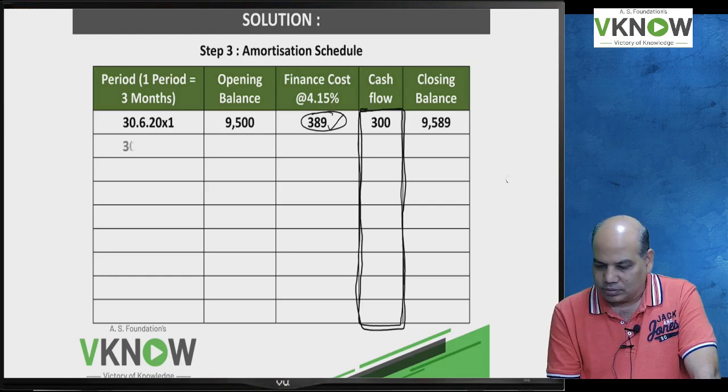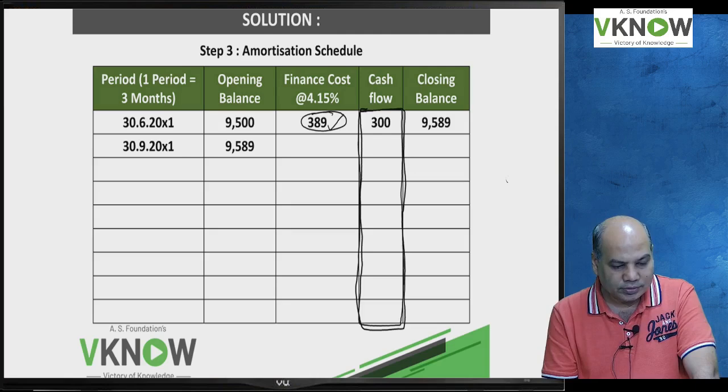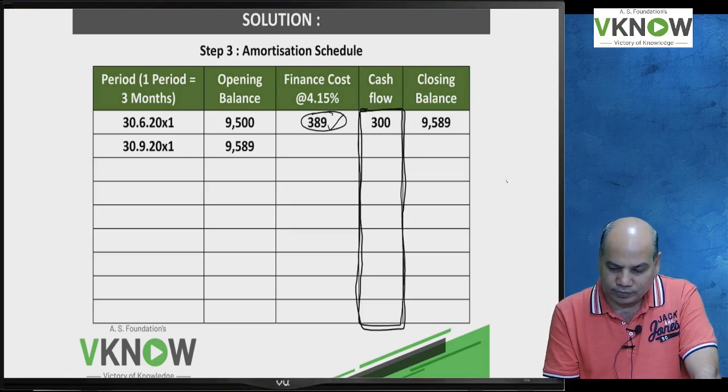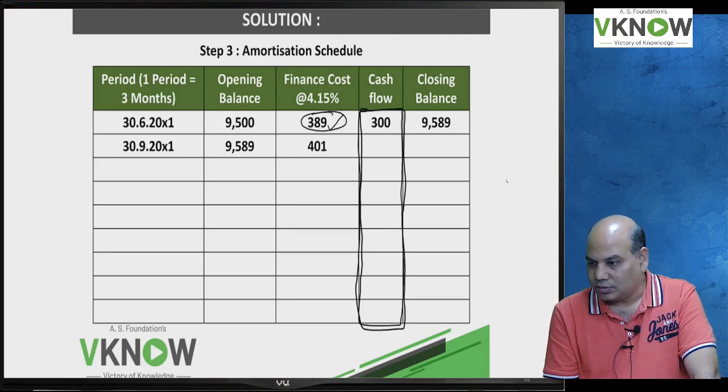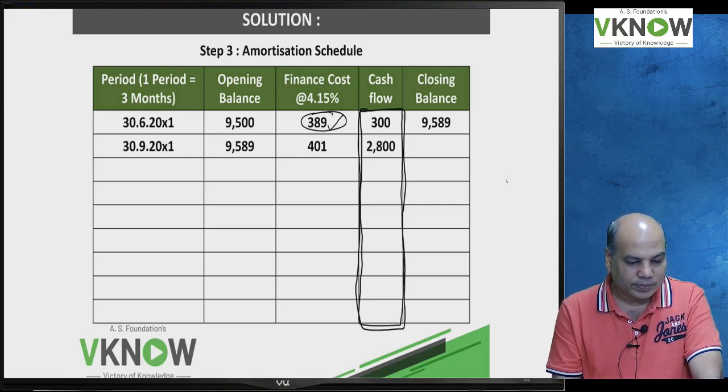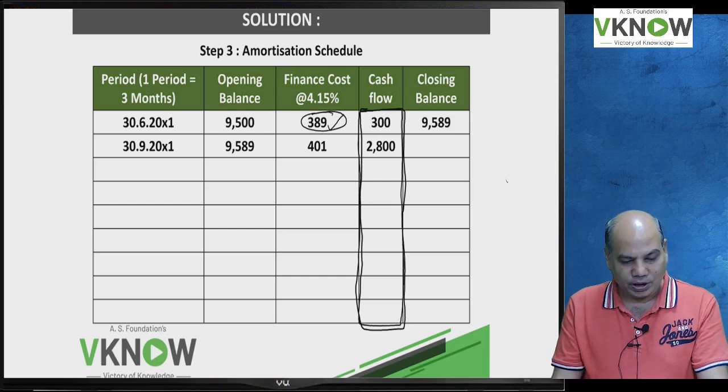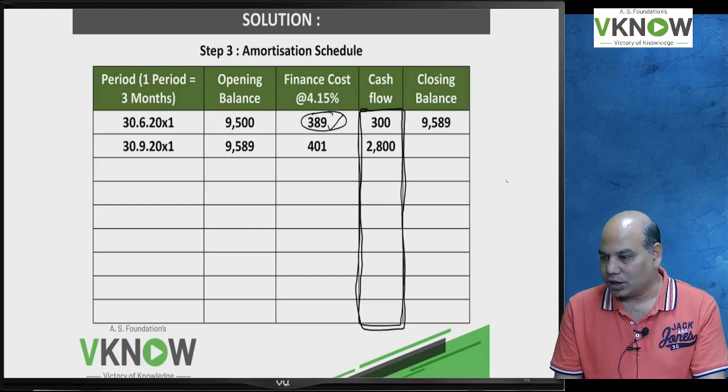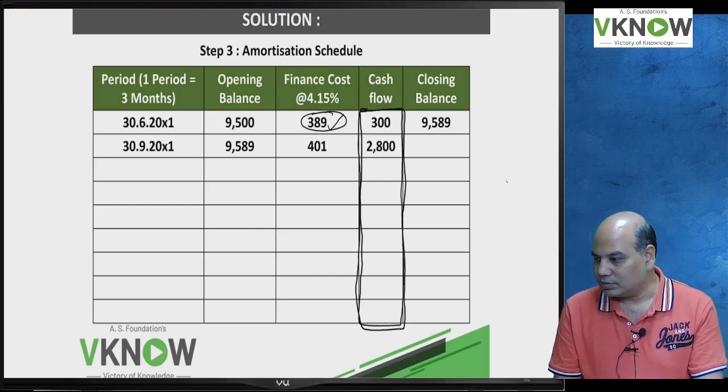9589. 9589, because we have taken IRR by using some rounding off. Then check the answer. 401, write down. If there is a 4-5 rupees difference, don't worry. If it is a big difference, tell me. Cash flow column from the previous table.